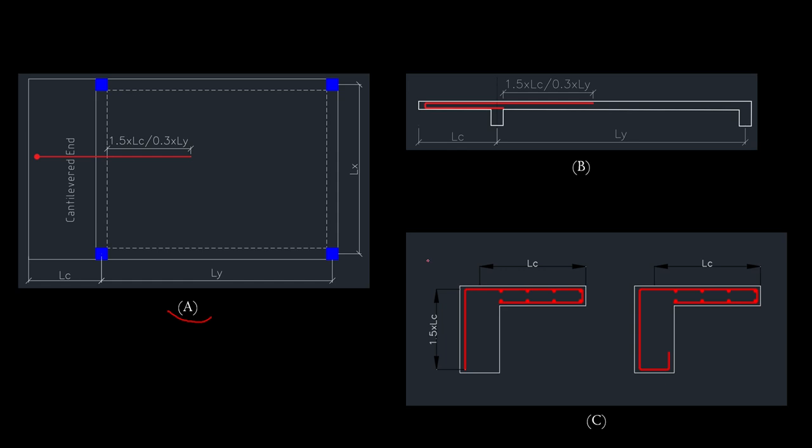Then figure B is the section of figure A along the horizontal line, while figure C is the other condition when this cantilever slab is discontinuous.